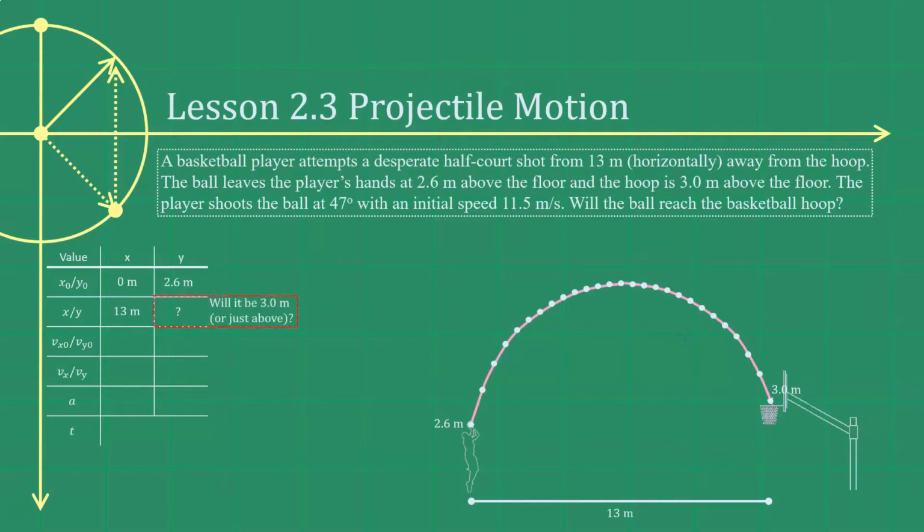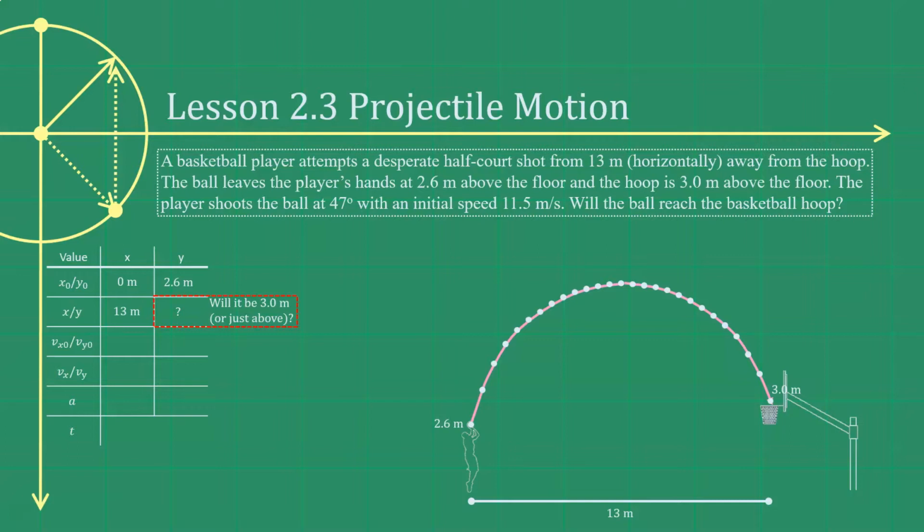And I'm just going to note right next to it, I'm asking myself the question, will it be 3 meters? Is it going to be just above 3 meters, so it's probably going to fall in the hoop? Or is it going to be way too high, way too low? Or even, is it negative? The ball has already bounced once off the floor at this point because it didn't even get close to making it. So there's a lot of values that Y could take on. We're going to see if it is at or above 3.0 meters.